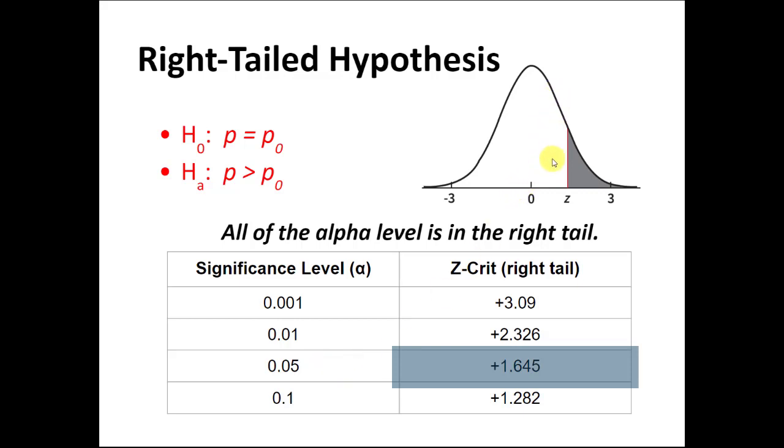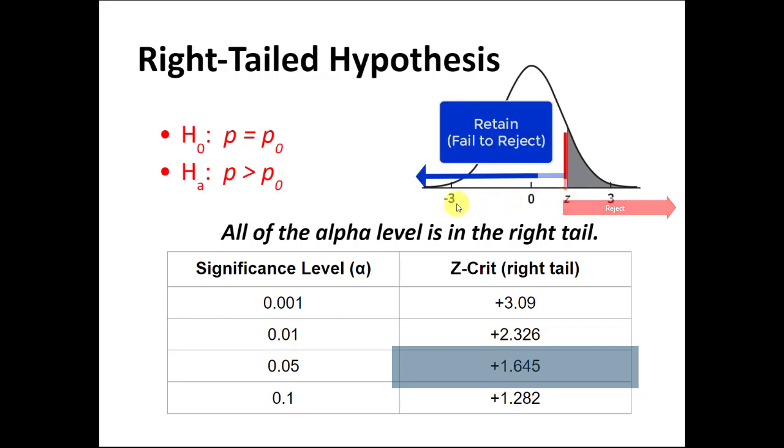In this case, the z-crit is going to be more or less right here. Anything greater than 1.645 will be rejected. So if your z obtained is more than 1.645, you will reject the null hypothesis. If it is less, you will retain the null hypothesis.